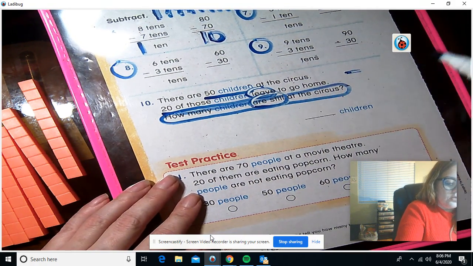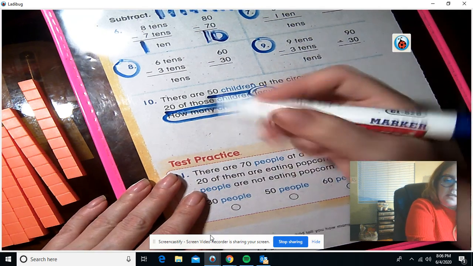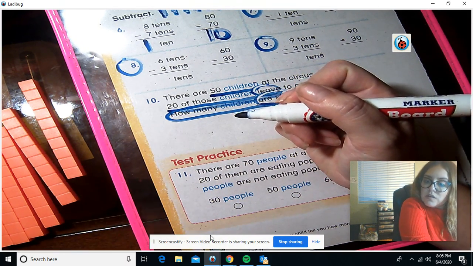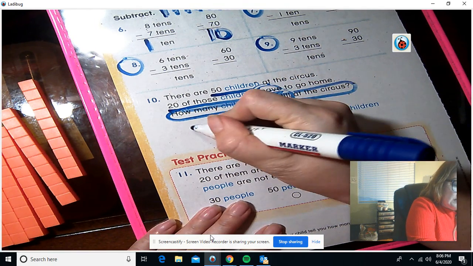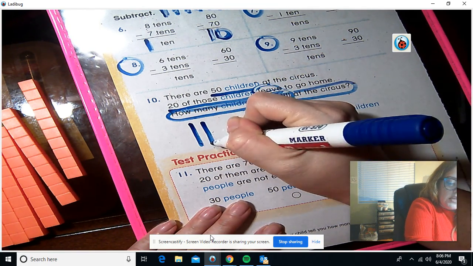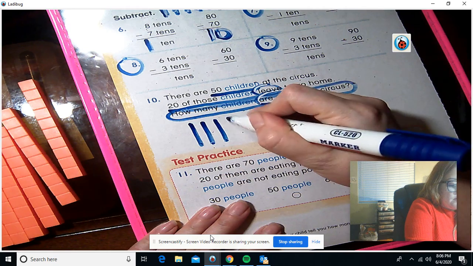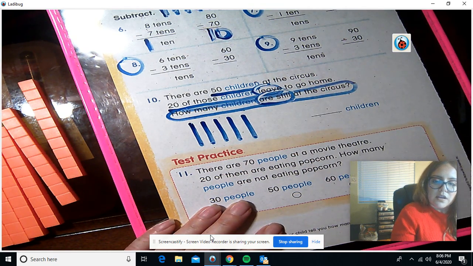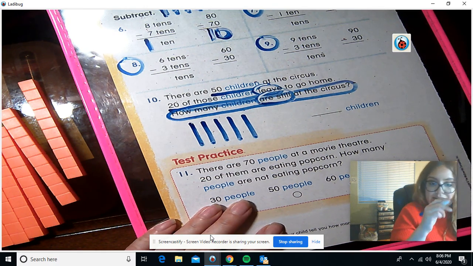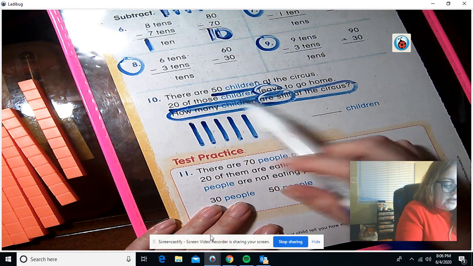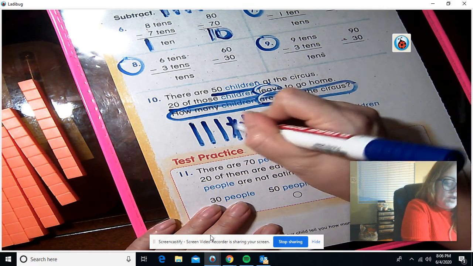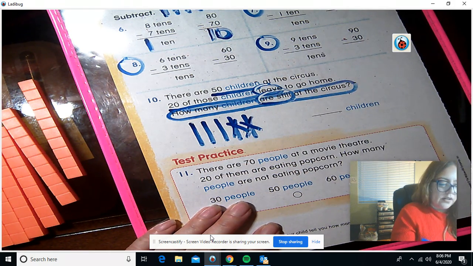So 50 children were at the circus. So first we're going to make 50. We're going to make 50 using tens. So that's 10, 20, 30, 40, 50. 50 children are at the circus. We know we're going to subtract, so we're going to take away 20 of those children. 10, 20. How many children are left?